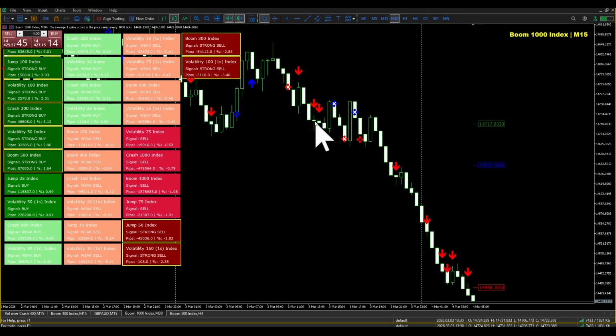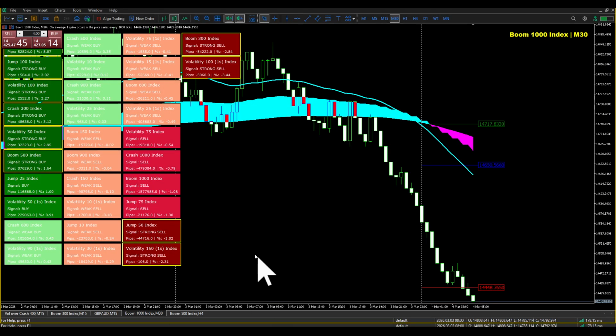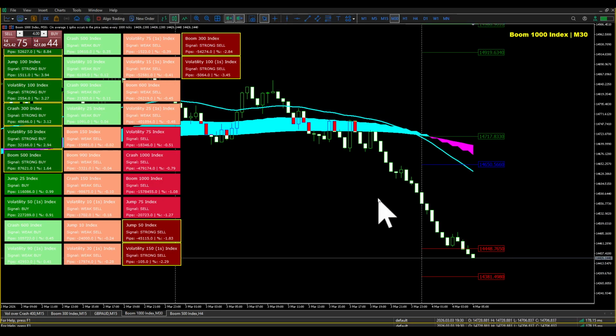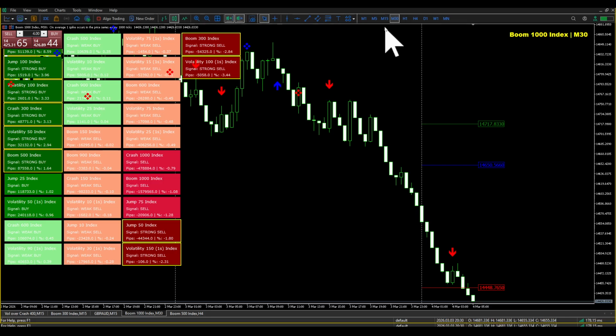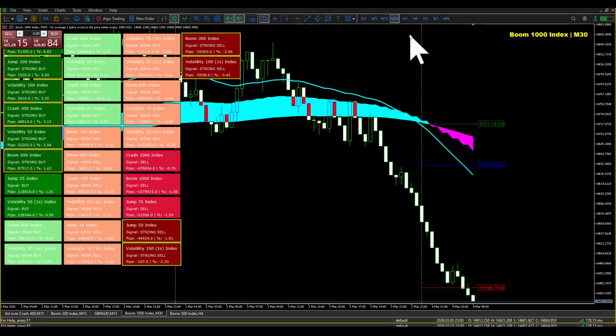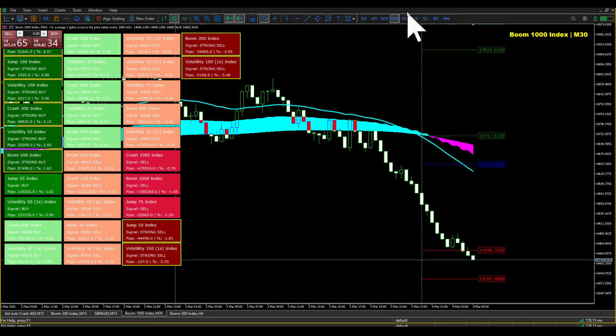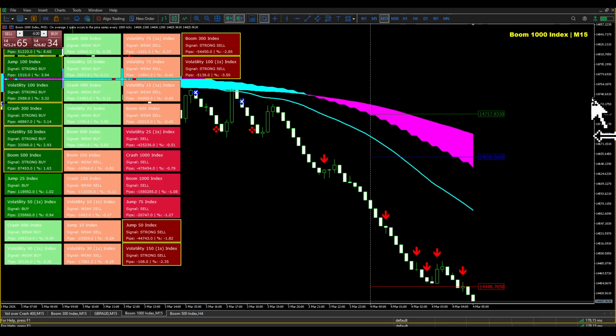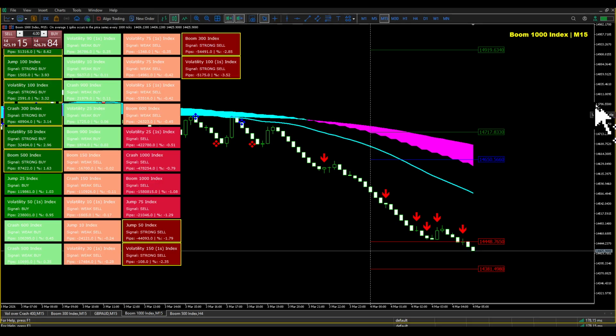Let's see this one. Okay, here's another example, Boom 1000 index. Okay, as you guys can see, the price is underneath the cloud. Let me just refresh this thing. Okay, let's go down to the 15-minute chart. Okay, we can see that the price is underneath the cloud. We can see that the arrows are pointing down, and we're getting ready to open up the trade.